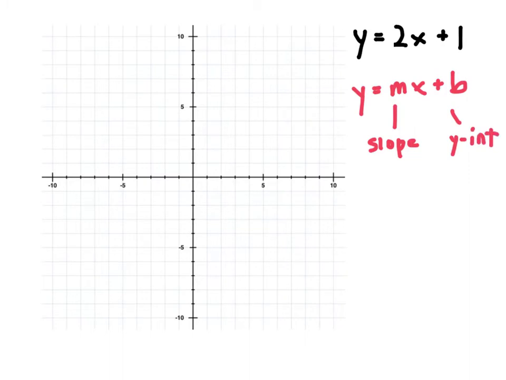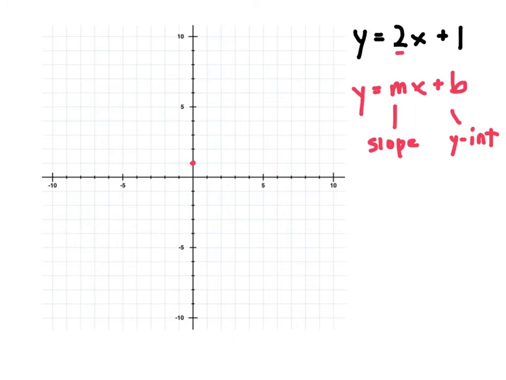So that means that in this equation, 1 is the y-intercept, or in other words, the y-intercept is going to be located at the point (0, 1). So I'm going to go ahead and graph that. And m in this equation is 2.